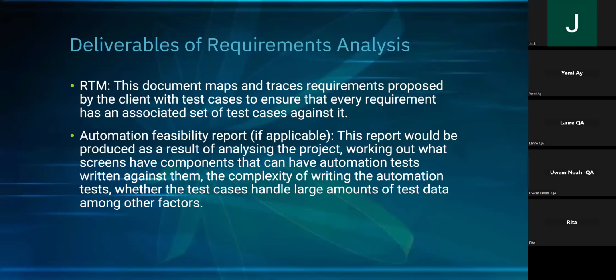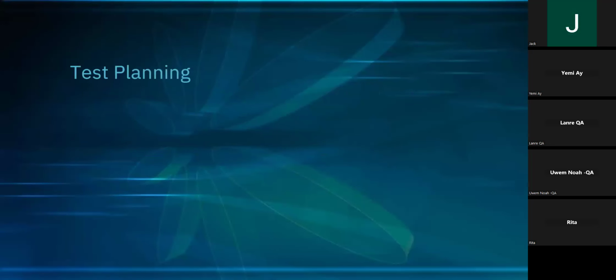Automation visibility reports, if applicable. I also do the automation test strategy, if it's within my remit. This report would be produced as a result of analyzing the project, working out what screens have components that can have automation tests written against them, the complexity of writing the automation test, and whether the test case handles large amounts of test data, among other factors. So those are the checks that you need.